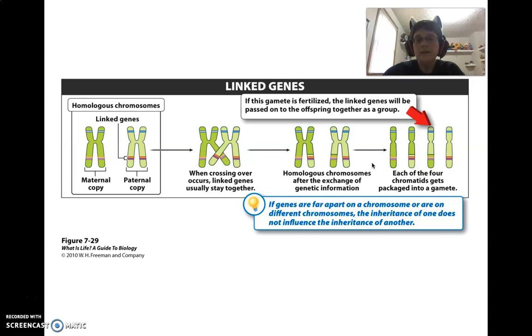So the inheritance of one not affecting the other only works if the genes aren't linked together closely on the chromosome, if they're not being moved together. So if the chromosomes are spaced farther apart, again, like these blue ones up here, then Mendel's law of independent assortment works, like with the cats. But if the genes are really close together, then they're going to work like the red hair and freckles.